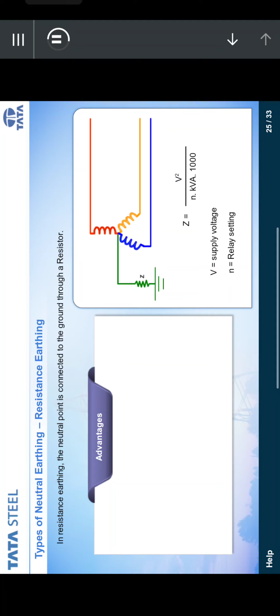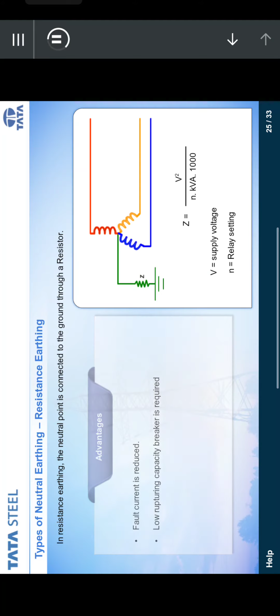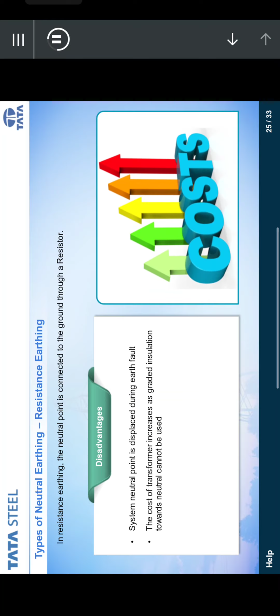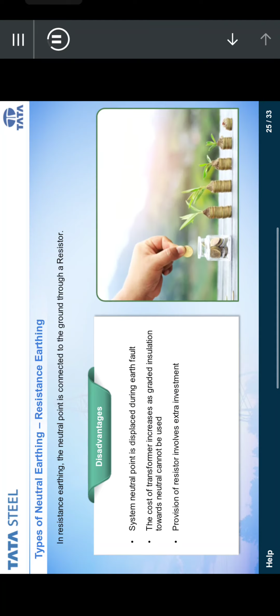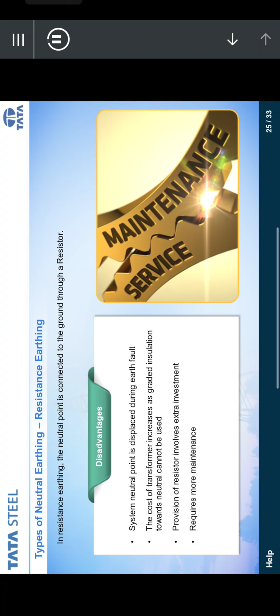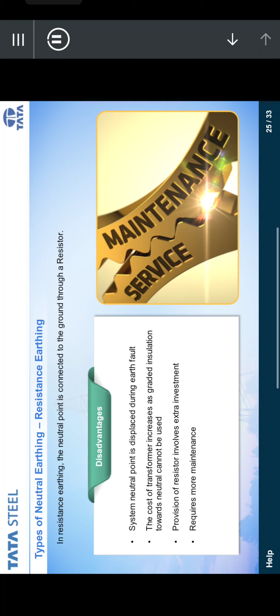In resistance earthing, fault current is reduced. This type of system requires a low rupturing capacity breaker. Let us take a look at the disadvantages now. In this system, the neutral point is displaced during earth fault. The cost of the transformer increases as graded insulation towards the neutral cannot be used. Further, provision of a resistor involves extra investment and it requires more maintenance. Let us move on to the next screen.